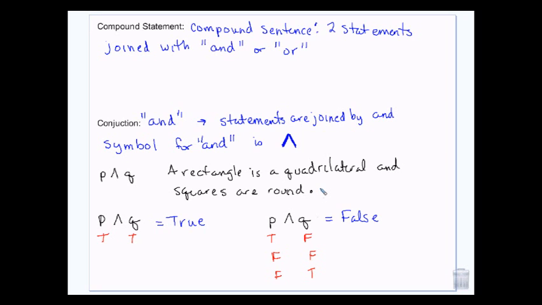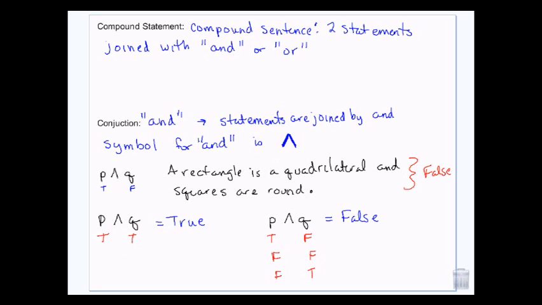So a true one would be a rectangle is a quadrilateral and squares are equilateral. Those would both be true. So that would make the whole thing true. My current one is true and false. So this whole statement is false. If you have and, the only way a conjunction is true is if both parts are true.